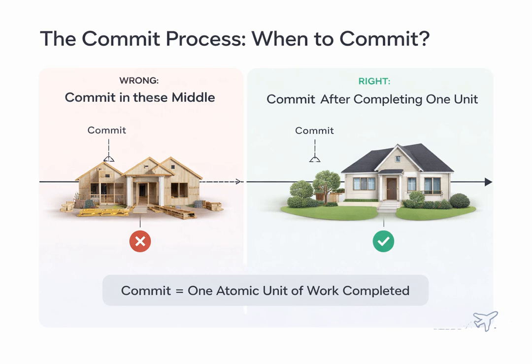Think of it like this. If you're building a navigation menu and it takes you 2 full days because of all the responsive design work, you don't commit halfway through that menu. You commit once the entire menu is finished. This is what's called an atomic commit. One task fully completed, then committed.